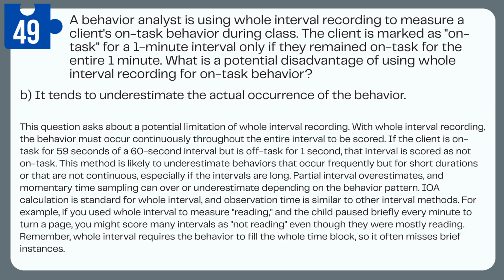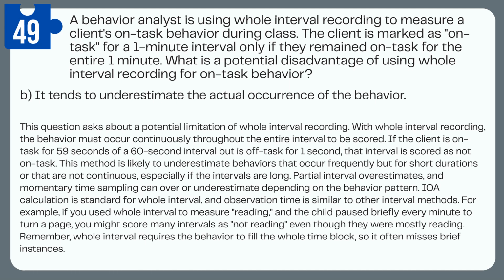Answer B. It tends to underestimate the actual occurrence of the behavior. This question asks about a potential limitation of whole interval recording. With whole interval recording, the behavior must occur continuously throughout the entire interval to be scored. If the client is on task for 59 seconds of a 60-second interval, but is off task for 1 second, that interval is scored as not on task. This method is likely to underestimate behaviors that occur frequently, but for short durations or that are not continuous, especially if the intervals are long.